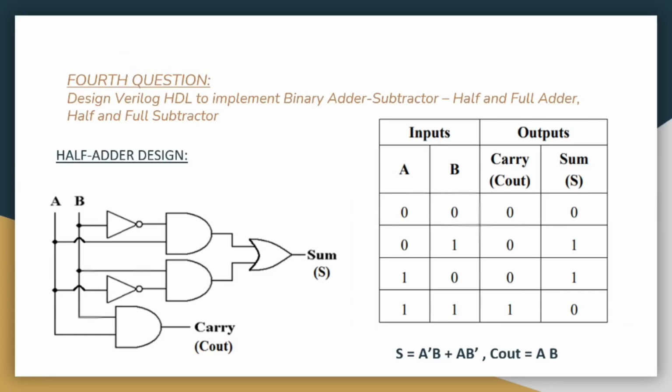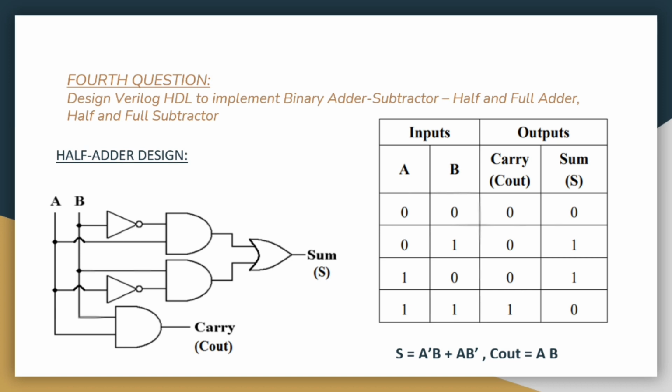Let us look into the fourth question. Design Verilog HDL to implement binary adder subtractor, half and full adder, half and full subtractor. The half adder design will be two NOT gates of B and A, and three AND gates and one OR gate. There will be two outputs, the sum and the carry out, and two inputs A and B.